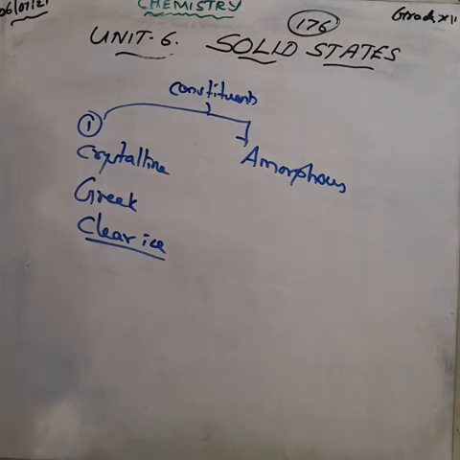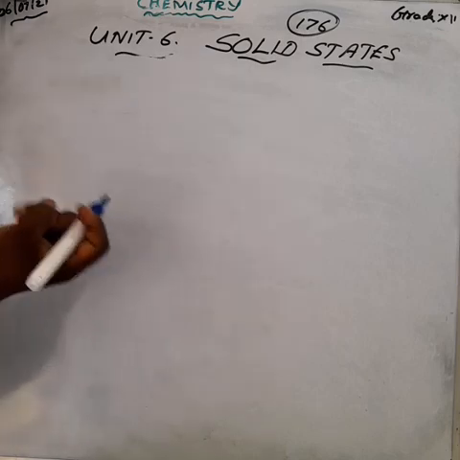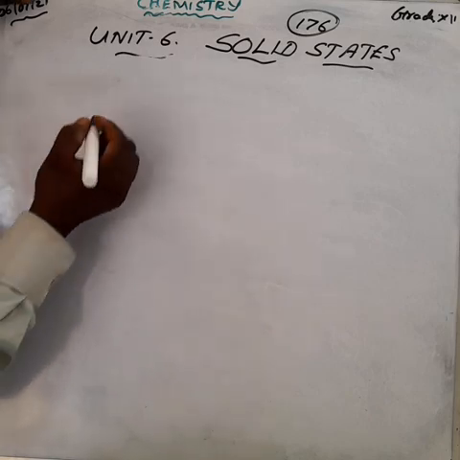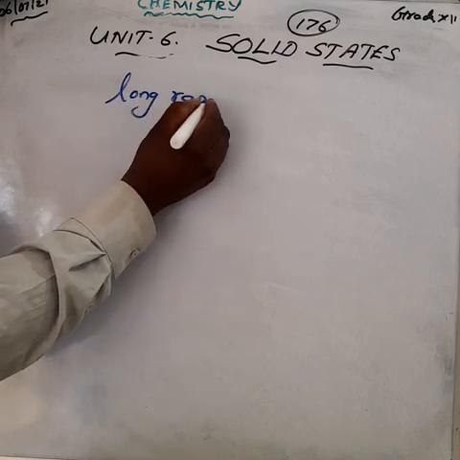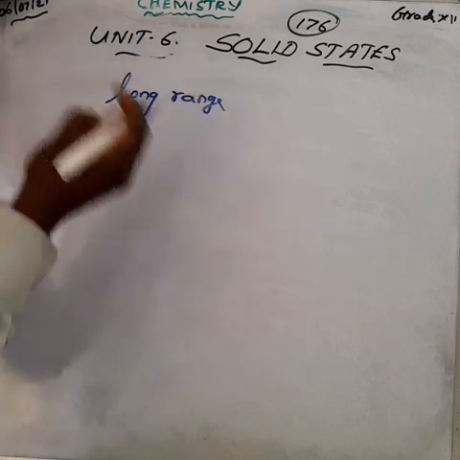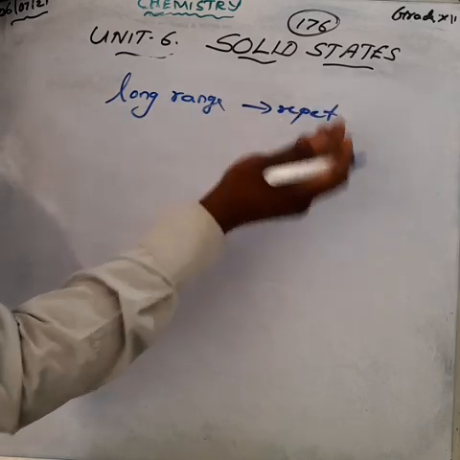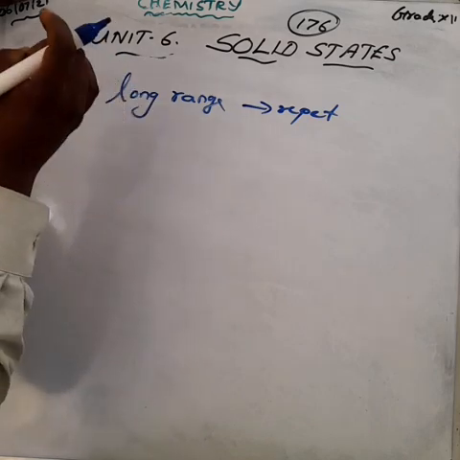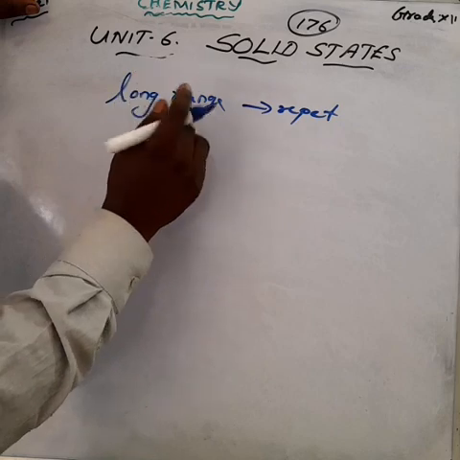One very important point about the crystalline solid: its constituents, whether molecules, ions or atoms, are arranged in an orderly arrangement. The orderly arrangement extends over a long range. That means the arrangement of atoms, ions or molecules repeats at a particular distance. That is what we call long range order.